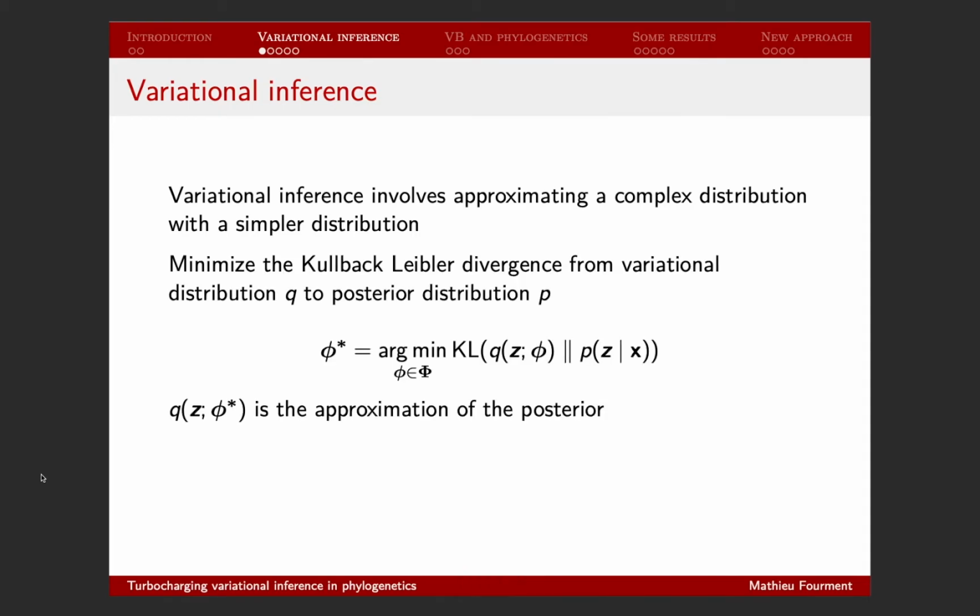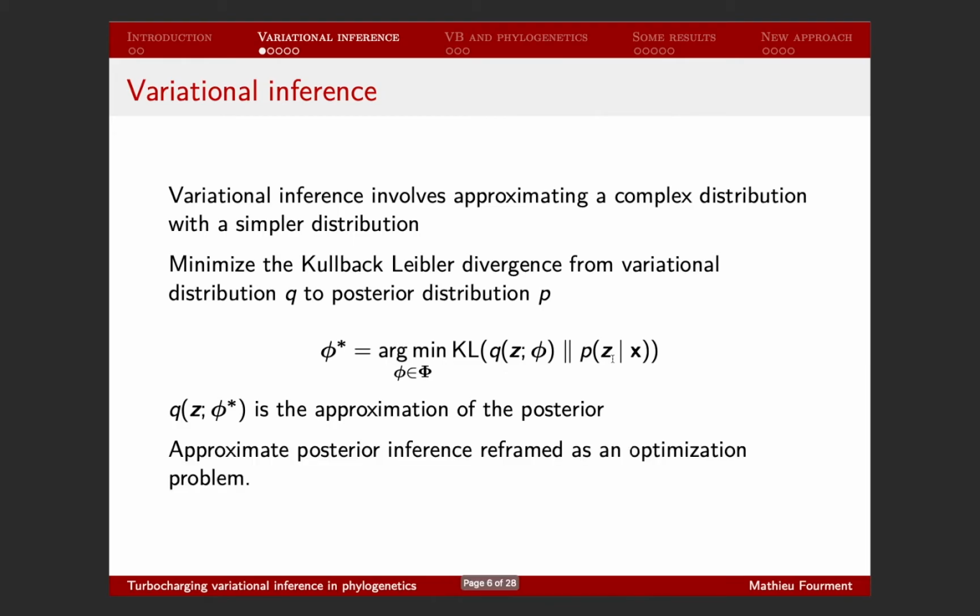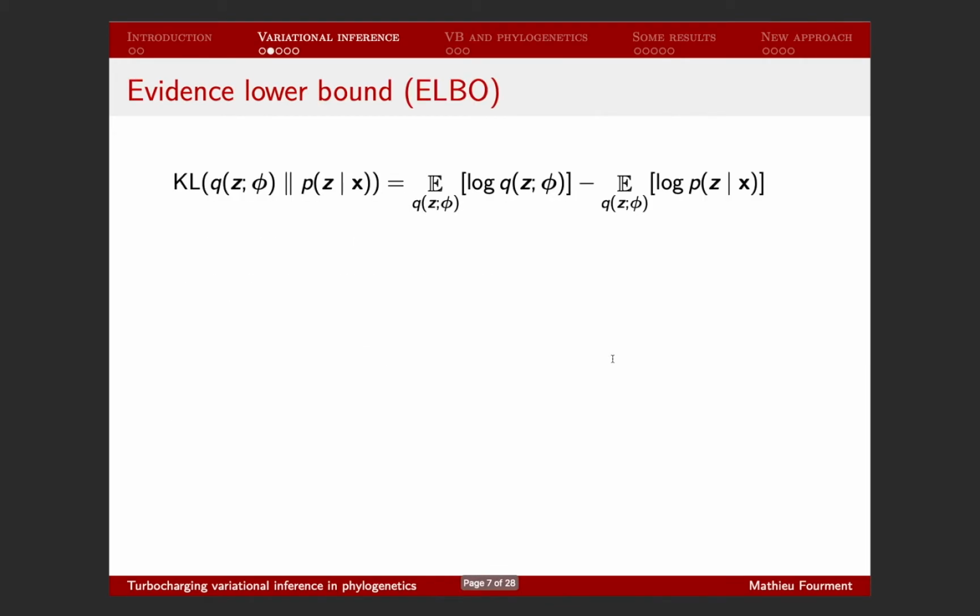The recipe is quite simple. You just need to minimize the Kullback-Leibler divergence from the variational distribution Q to the posterior distribution P. From the formula, you can see it's quite simple. But unfortunately, we need to know the posterior distribution. Fortunately, there's a way to go around it.